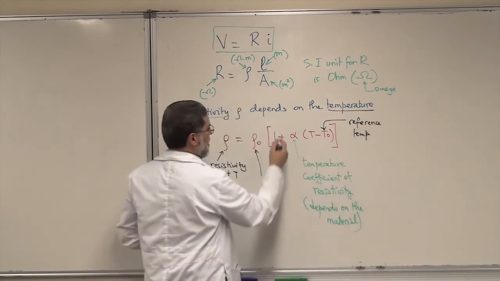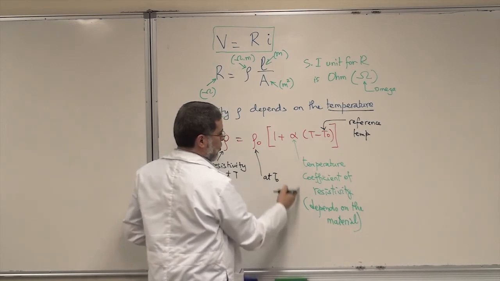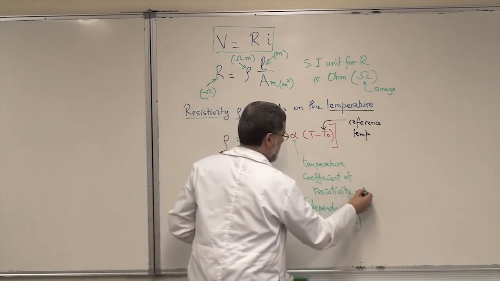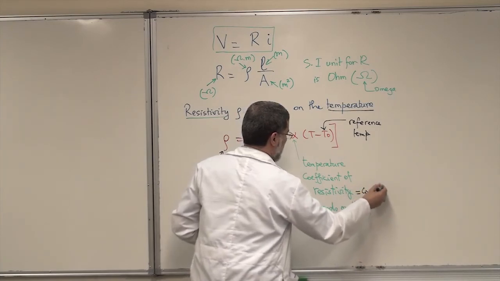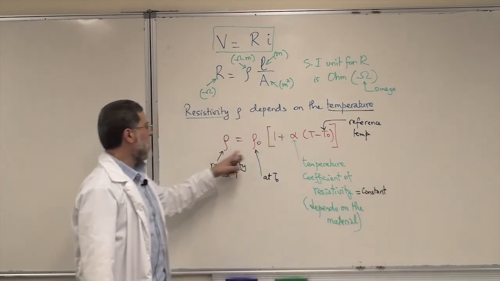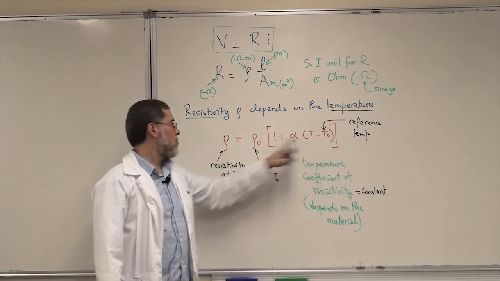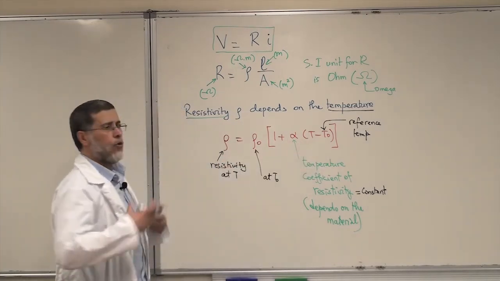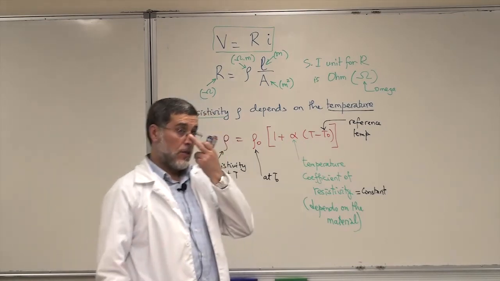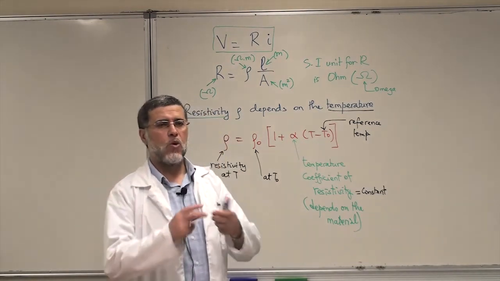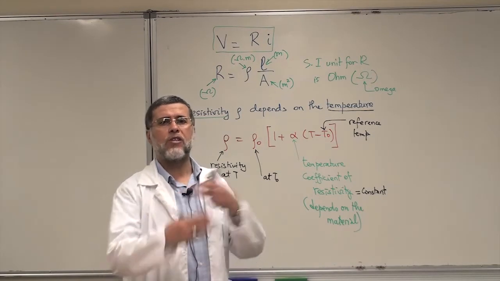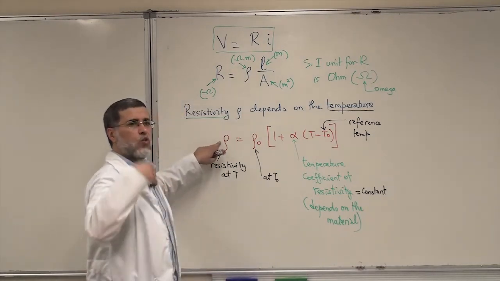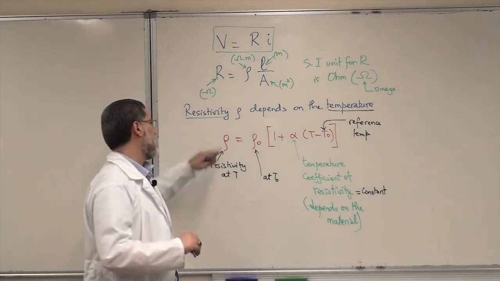And alpha is called the temperature coefficient of resistivity, which is constant. And you can see that the resistivity increases when temperature increases. The relationship is proportionality here. So, of course, you should understand why there is an increase, because when you heat, when your wire becomes hot, the collisions increase and the resistivity becomes higher because the collisions increase.